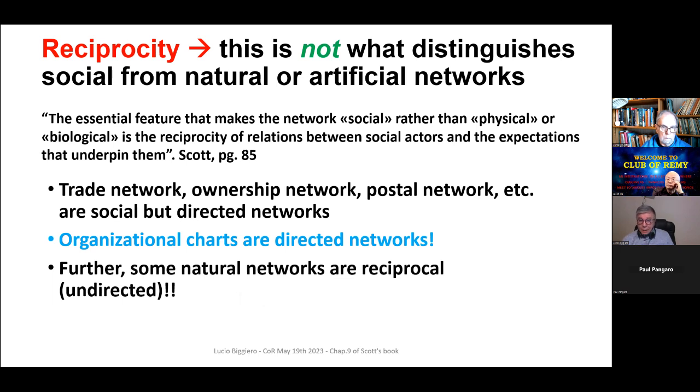Even some natural networks are reciprocal. So it's not true even the reverse. That is, not only can social networks be directed, but non-social networks can also be reciprocal and undirected. So in short, this question of reciprocity doesn't make any useful distinction between social networks and non-social networks.